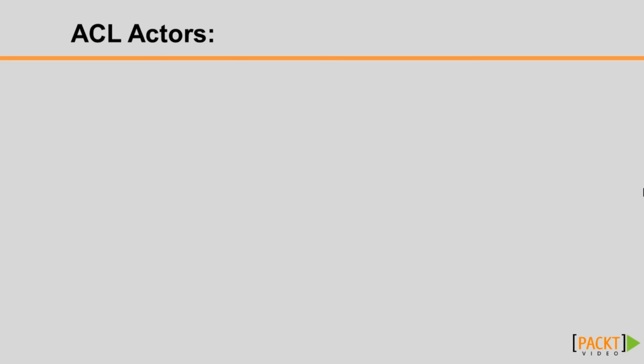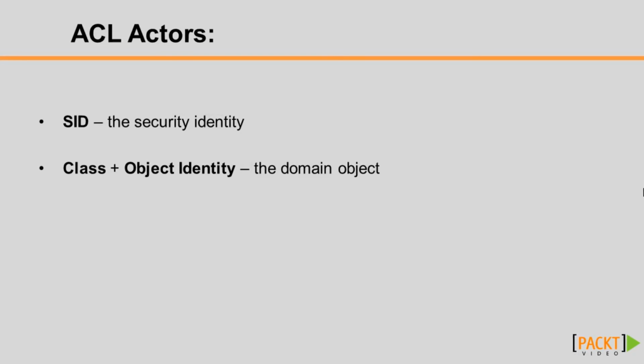First, let's quickly go over the ACL artifact structure. The first actor is called the SID. This is a security identity. This can represent either a principal or a role. Then we have the domain object. This is composed out of two entities: the class, which is the actual Java class of the entity, and the object identity. The object identity is the main identifier of the entity we are trying to secure.